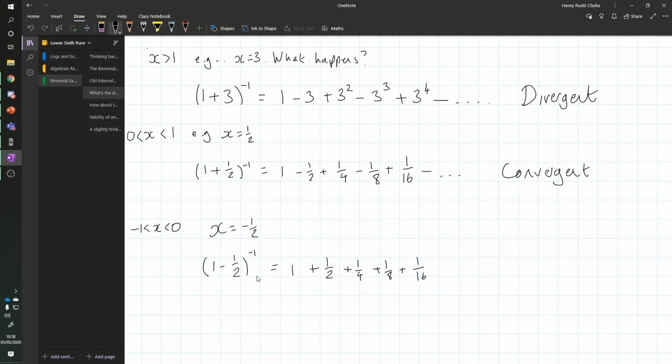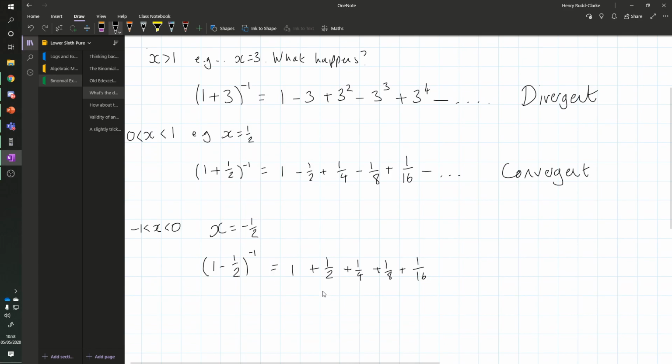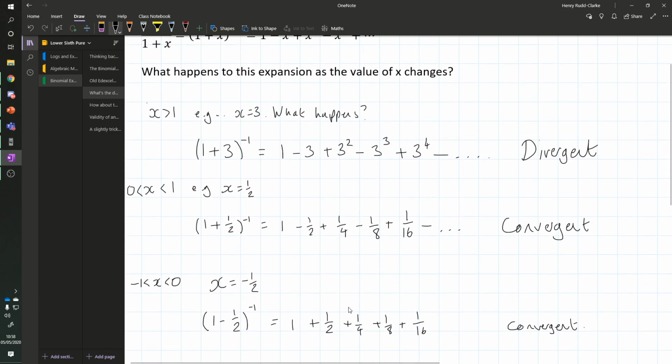So we are going to end up with another convergent sequence because it's getting smaller every single time. So we can here see if x is between -1 and 1, we end up with a convergent sequence, and this is a valid expansion that will give us something roughly equal to what we started with. In this case, when x is greater than 1, it is not. And it's easy to see that it would be the same thing going on for any value of x greater than 1, because every power will be bigger than the previous power.